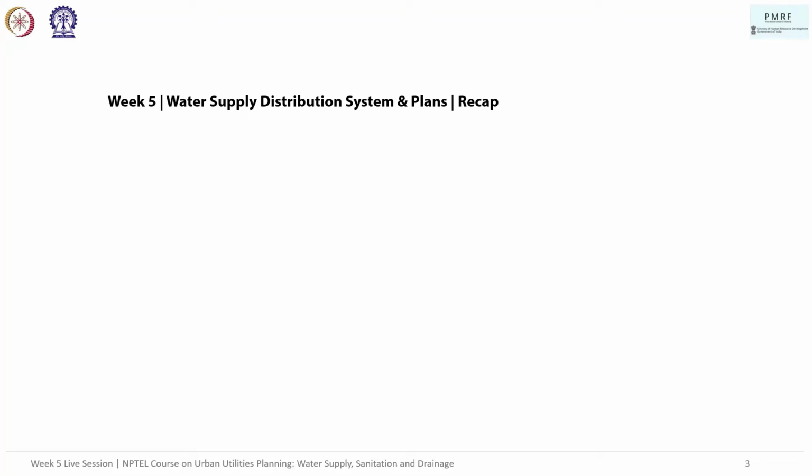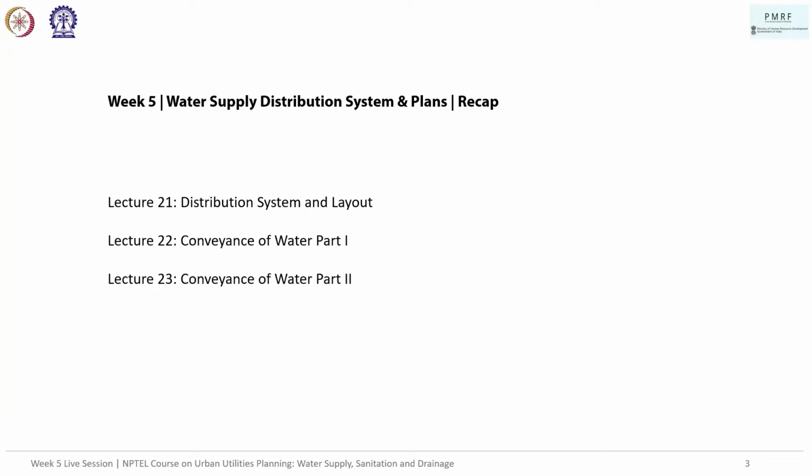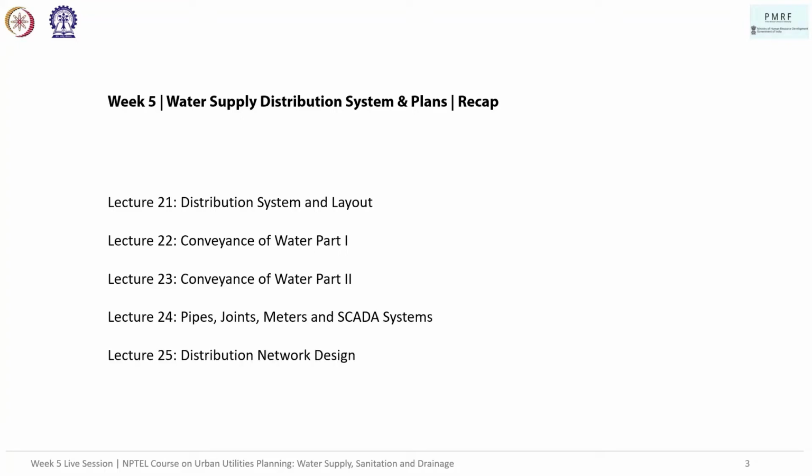So, a small recap of what we saw in week 5, which focused on water supply distribution systems and plans. We started with distribution systems and layout. We went on to details on the conveyance of water. We had 2 lectures on that. And sir moved on to pipes, joints, meters, and SCADA systems. And then finally to distribution network design as to how to do it overall.